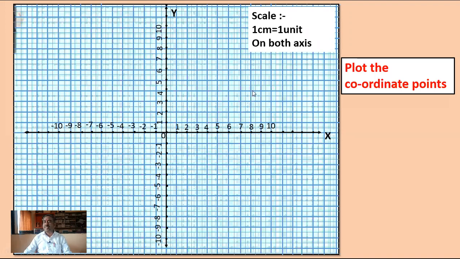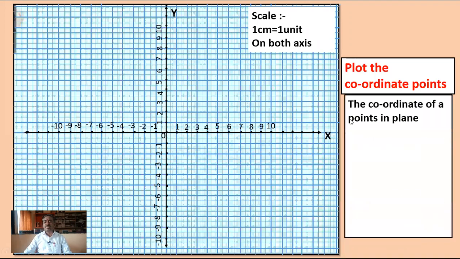Okay. First, plot the points. The coordinates of the points in the plane. The first point is P, whose x coordinate is 4 and y coordinate is 5. We plot this point P on this graph paper.